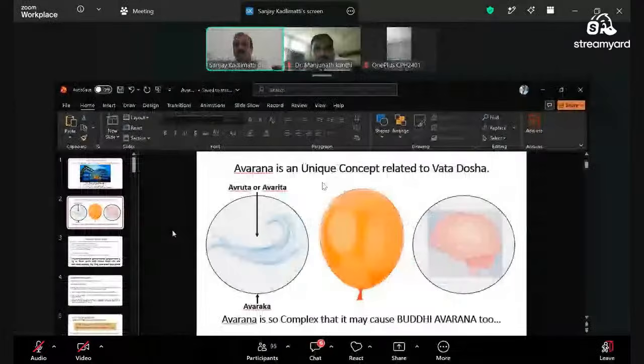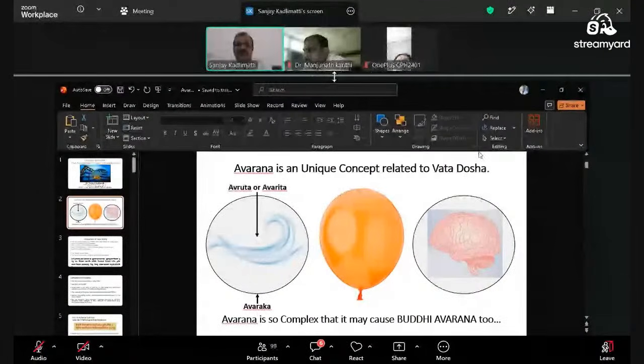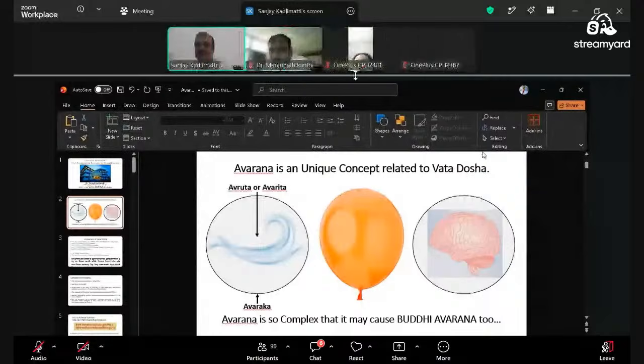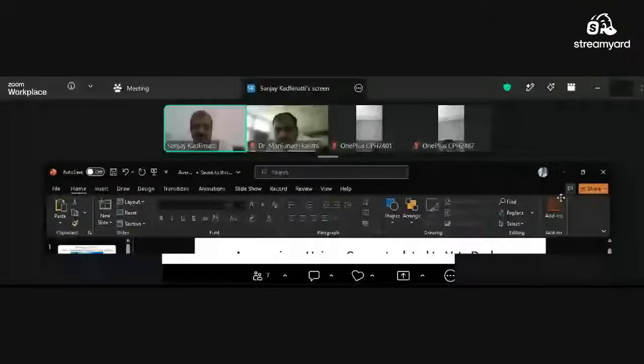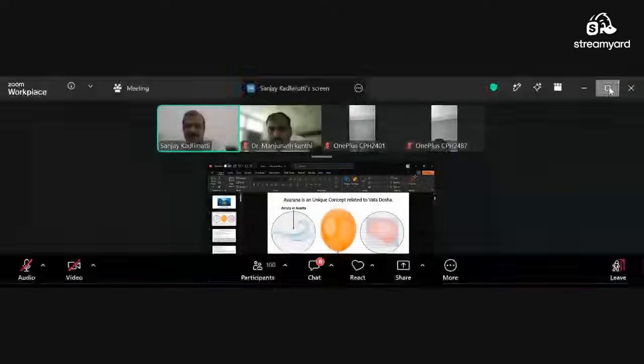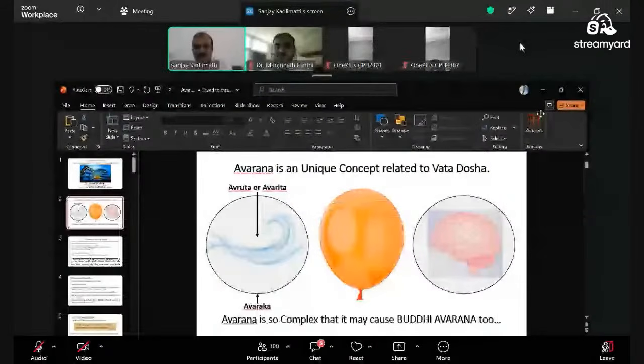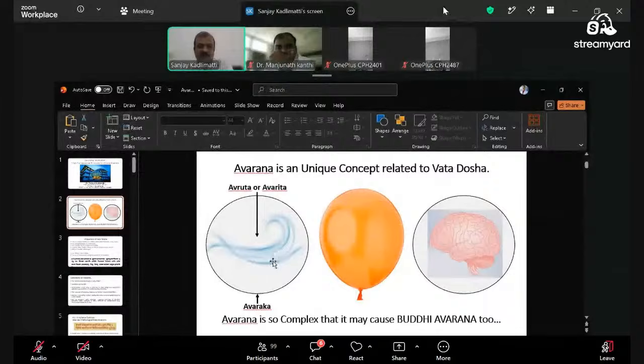See, Avarana is a unique concept related to Vata Dosha. We all know that. And when we see these pictures, I have put 3 pictures here. The first one shows the Vata moving inside the Avaraka.